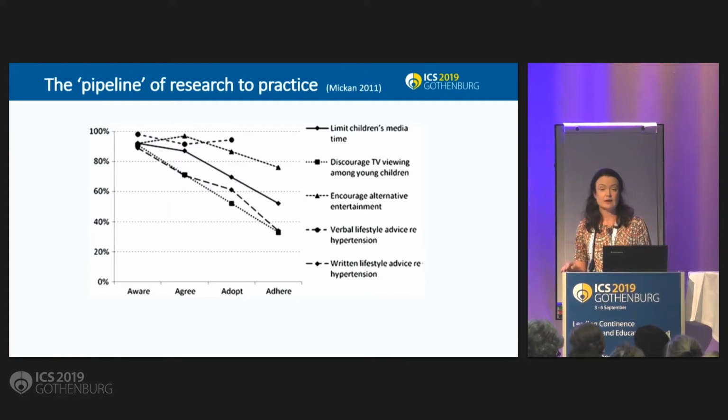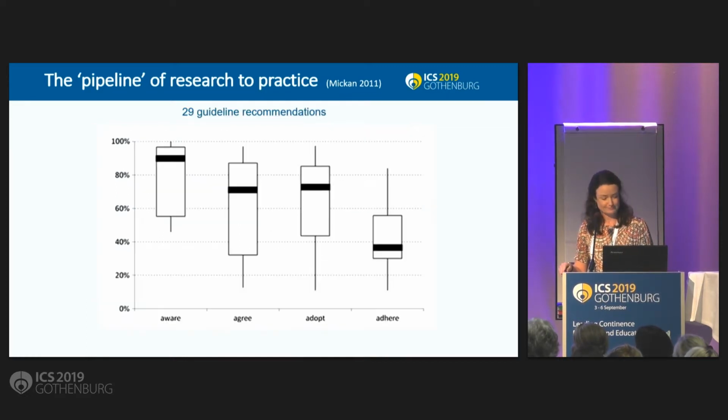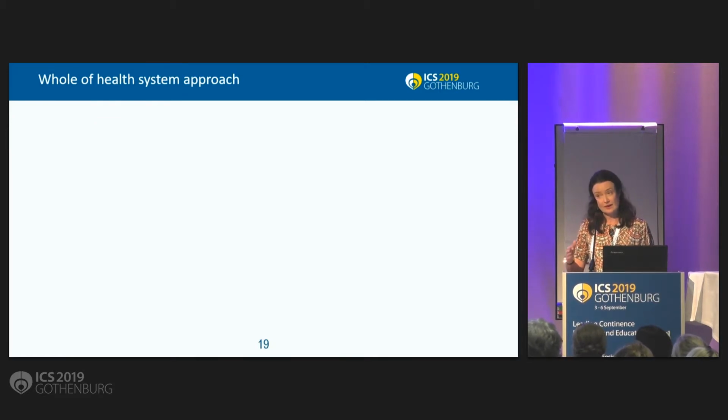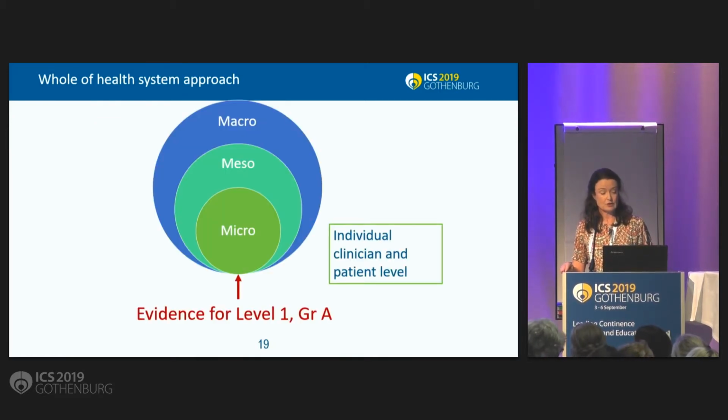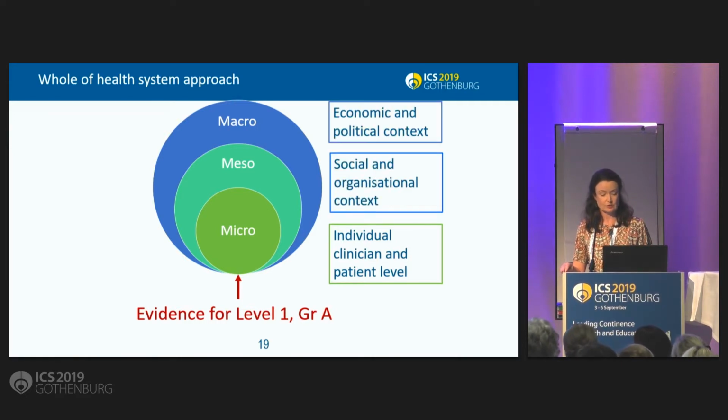So these are 5 guidelines that relate to lifestyle advice for a particular condition. And you can see that there is that attrition at each level through aware, agree, adopt, adhere, where there's this constant drop-off. And when we look across lots of health areas, these group of authors took 29 guidelines across lots of different health areas, and they found that the average adherence was between 25 to 35%. So we're not alone. We've got the same problems as other health systems. So that's why we need to move it through the whole of the health system.